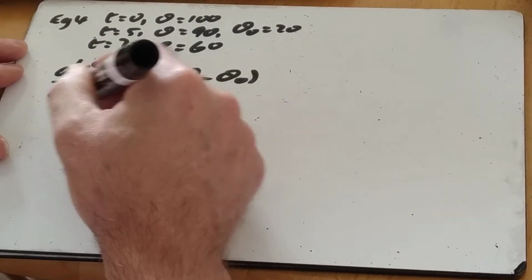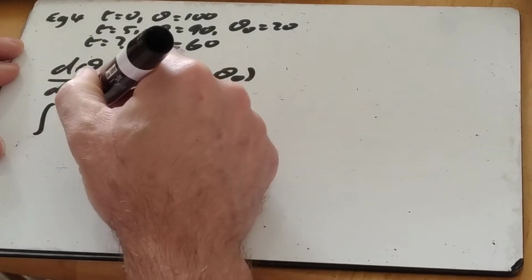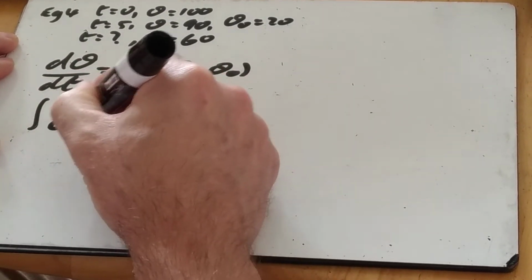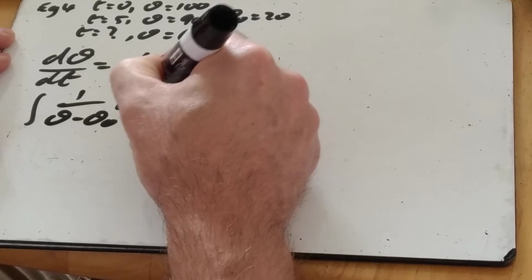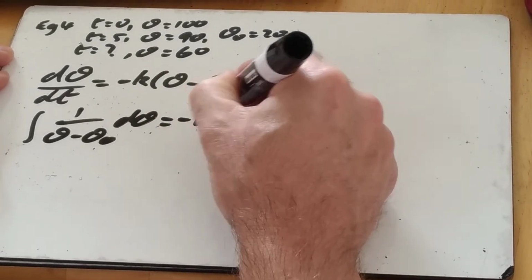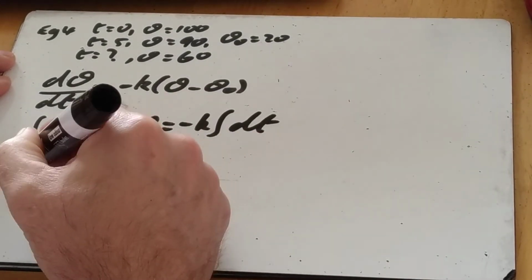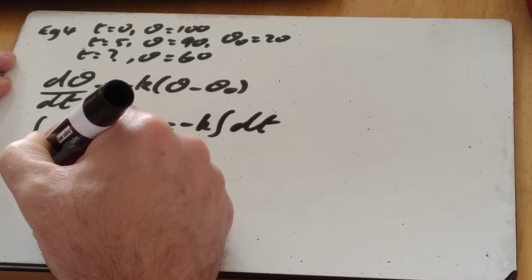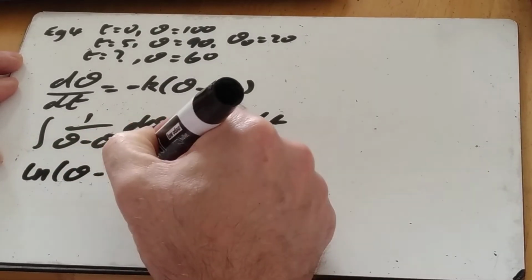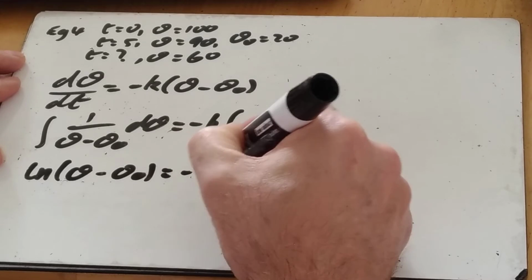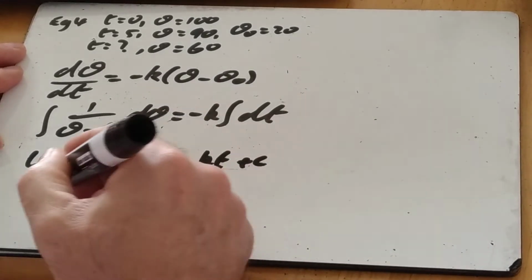Okay? So, separate the variables then. Integral 1 over theta minus theta naught d theta equals minus k times the integral dt. So ln of theta minus theta naught equals minus kt plus c. This is fairly standard now.